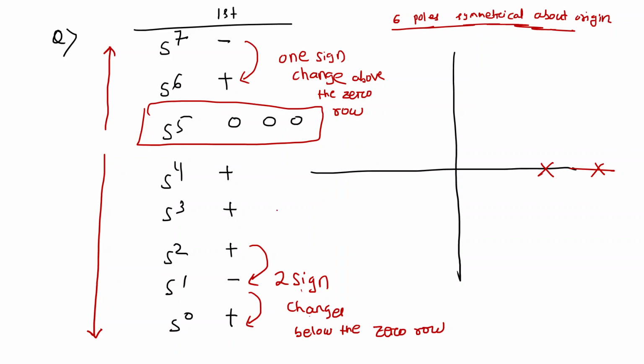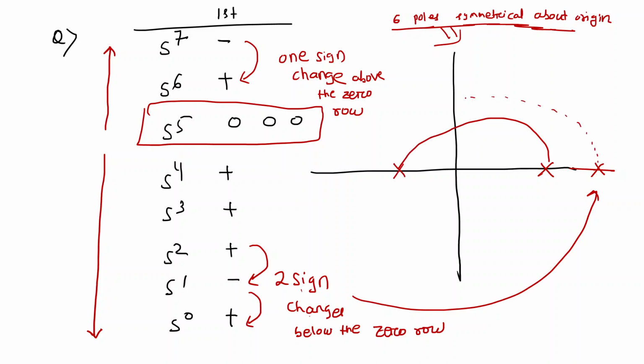Remember that below the zero line there are two sign changes. First, you place those 2 poles on the right hand side. Now remember that out of these 6 poles which are symmetrical about origin, the two poles for the sign changes below have symmetrical poles that lie on the left hand side. It means this pole has a symmetrical point somewhere here. You have to place it first.